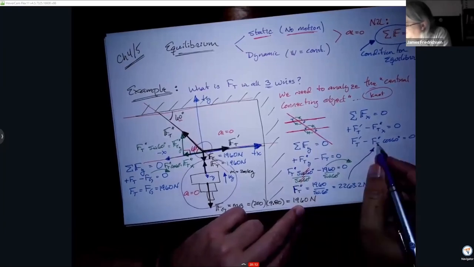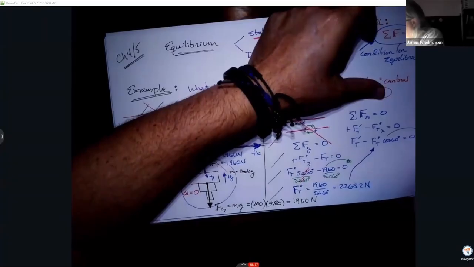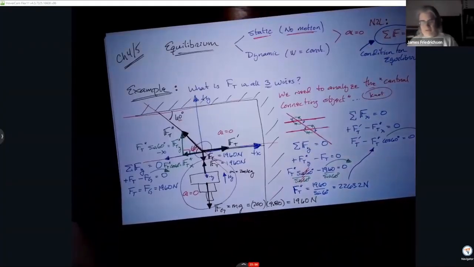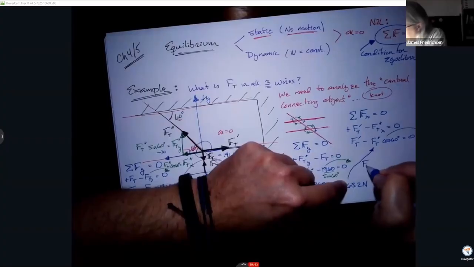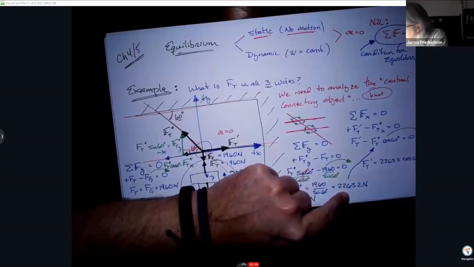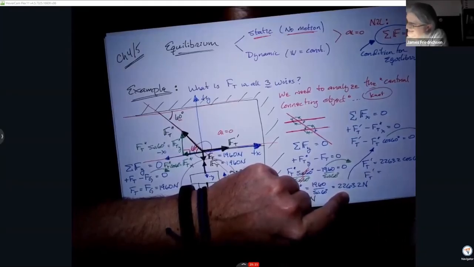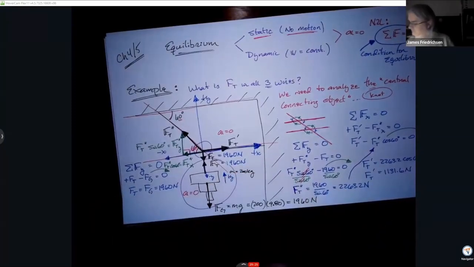And then what we can do is I can take this answer from here and plug it into there. And then we can move this to the other side. Okay. And so then what we get is that our ft prime is this 2263.2 times the cosine of 60 degrees. And then this gives me 60 is half. So this is what, 1131.6 newtons. And there we have it.